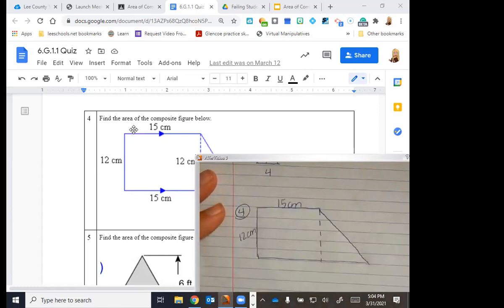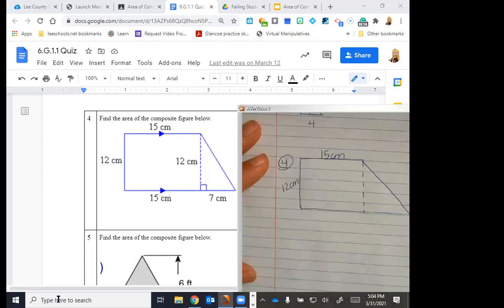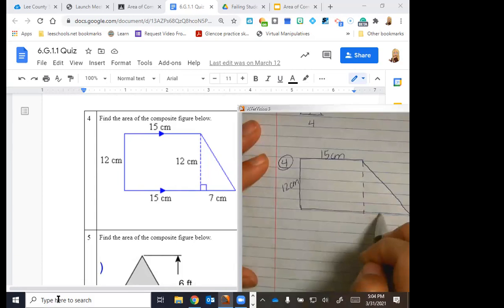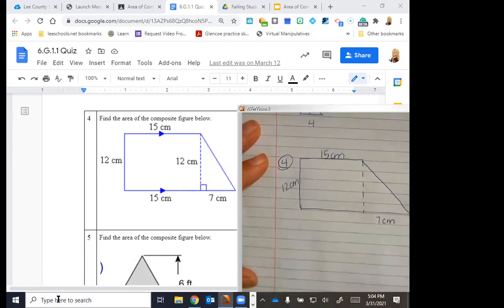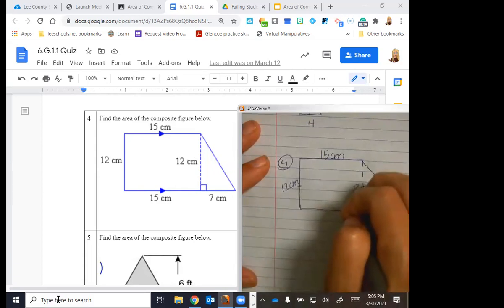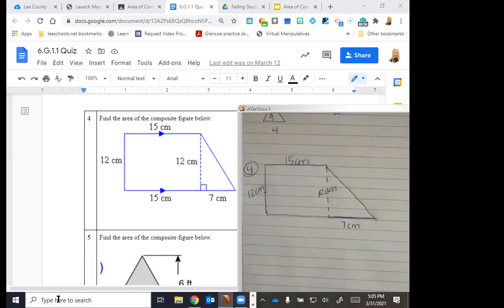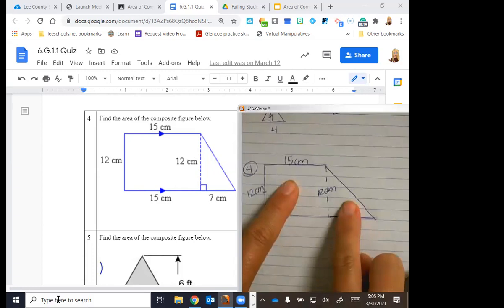The bottom, let me move my notebook page so you can see it. From here to here is 15 centimeters because it's the same as the top. This part, however, is 7 centimeters. This is the base of your triangle. Your triangle base is 7 centimeters. What's the height of your triangle? Well, it's the same as this side of the rectangle. It's 12 centimeters. So I see 2 shapes there. So that means I need to find the area of the rectangle and the area of the triangle, and then add them together to get the whole area.